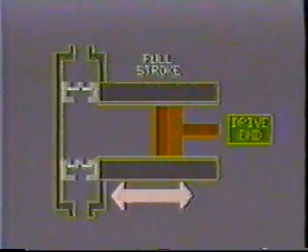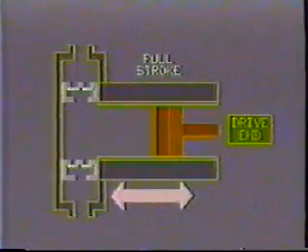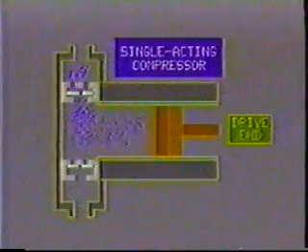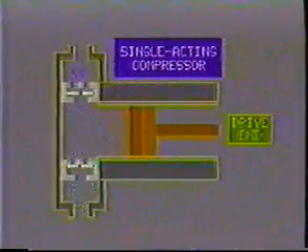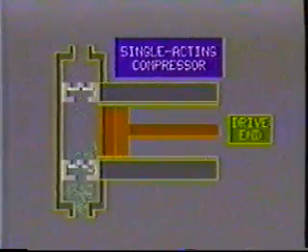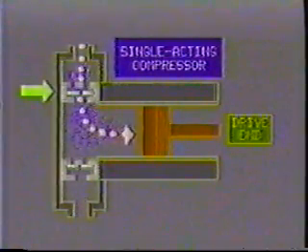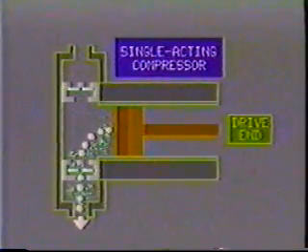The full stroke is the movement of the piston from one end of the cylinder to the other end and back to its original position. A compressor which compresses gas on only one side of the piston is commonly called single acting. Gas is drawn into the cylinder through the suction valve during the backstroke. On the forward stroke, the gas is compressed and discharged through the discharge valve.